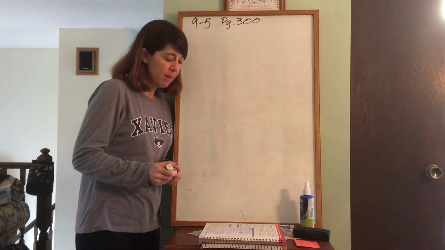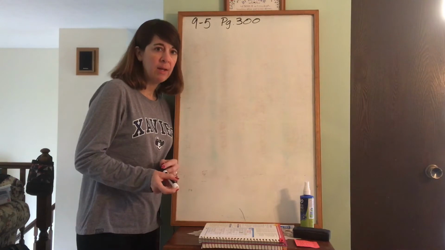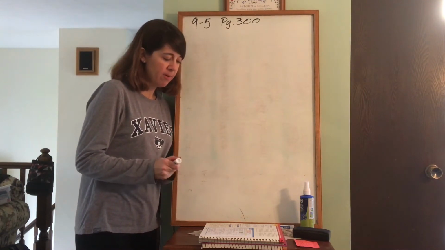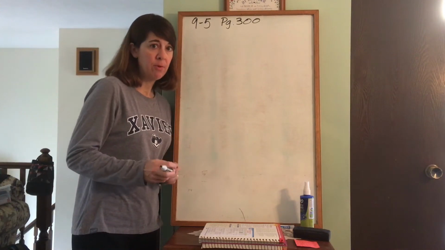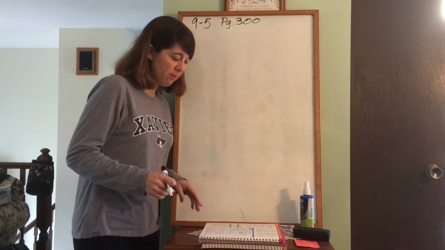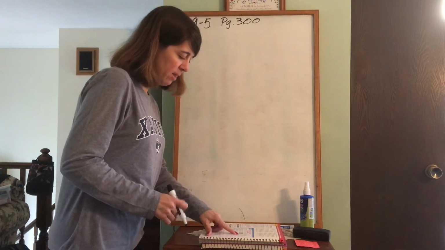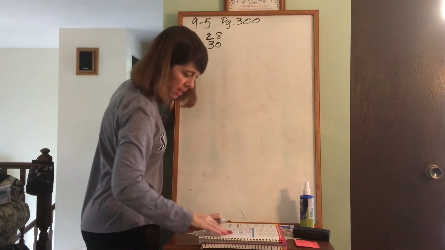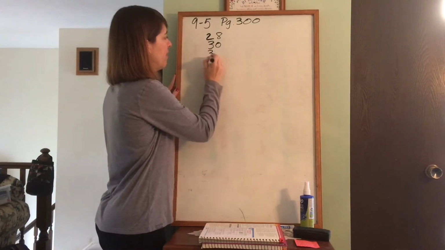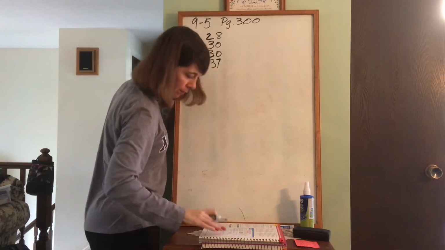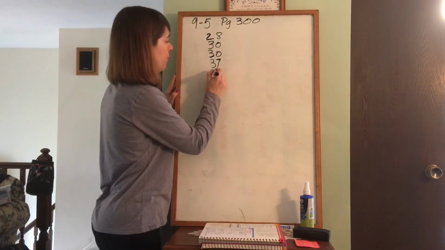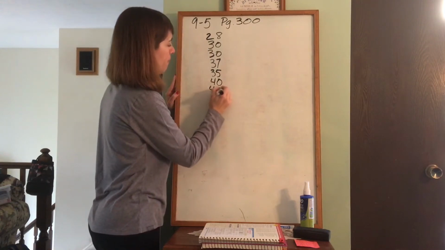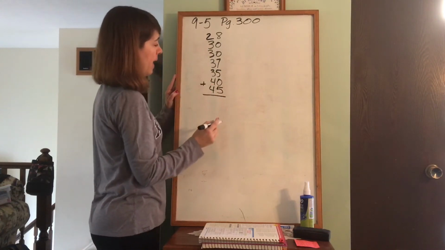If you take the data at the top of the page in the green and white chart, you've got some numbers of sit-ups. They want us to find the mean, or average, of those. To do that, we need to add all of those numbers up. So we take 28 plus 30 plus 30 plus 37 plus 35 plus 40 plus 45. So we're going to add those numbers up.